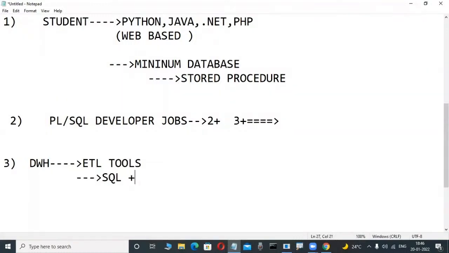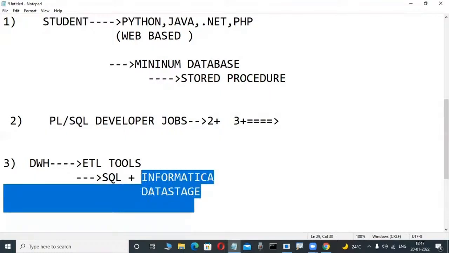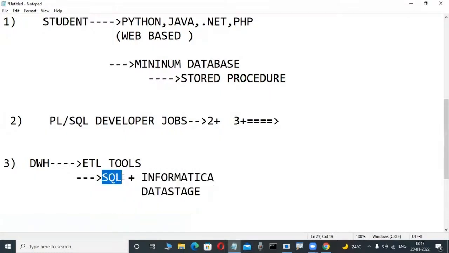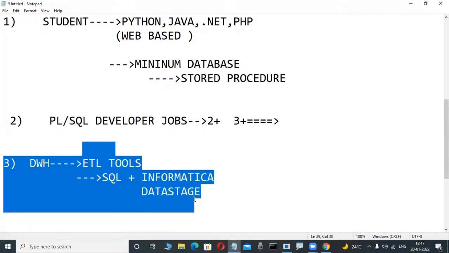Having an idea of that, they learn the tools in institutes also. Informatica is a very popular tool. Again, there is the ETL tool DataStage, a popular tool. Again, Talend is a tool there. These ETL tools have a graphical user interface. For learning them, minimum knowledge of SQL is required. That's why they are learning these courses, for these jobs also.